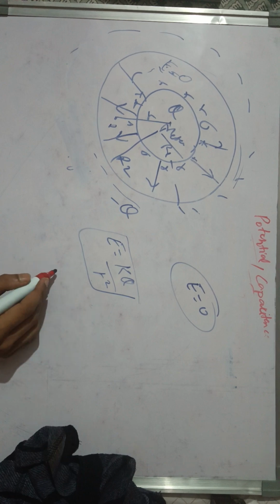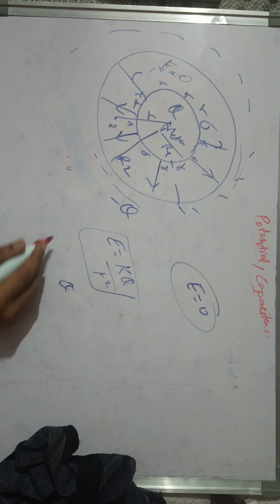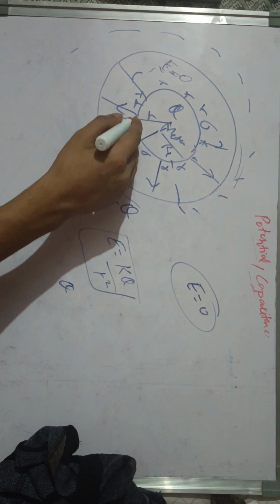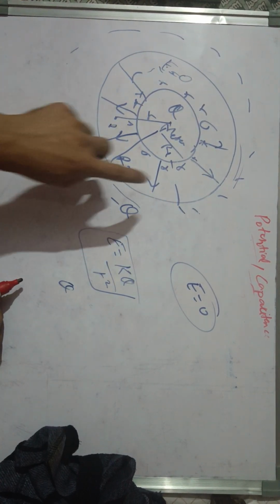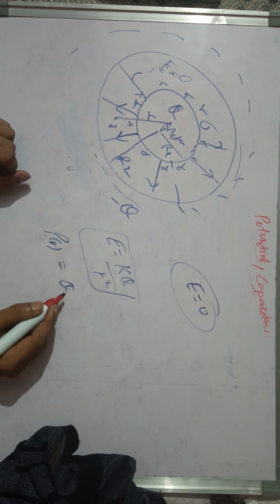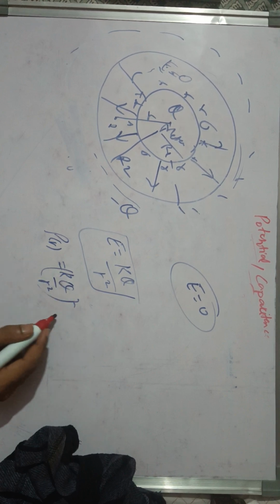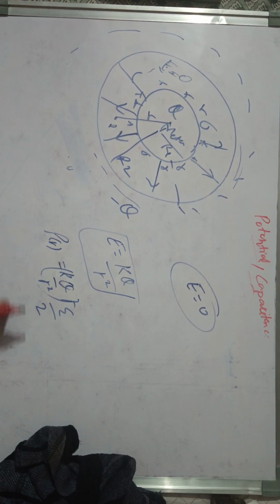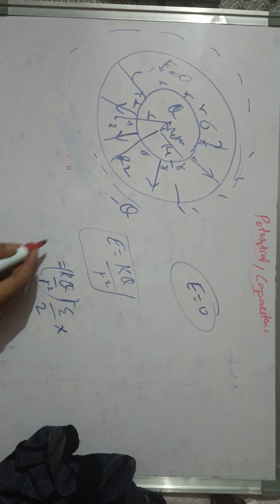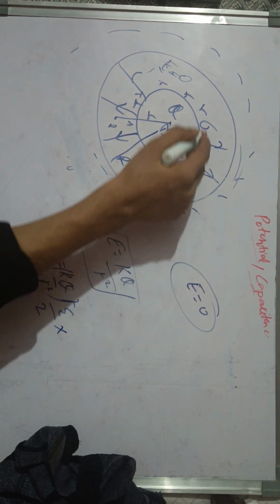If I take this formula, I will get the density of energy in this region at any radius r. The density of energy at any r radius is equal to (kq/r square) whole square into epsilon naught divided by 2. This is the density. Now multiplying by the volume, we will get the energy. This is the small energy element in a small volume.